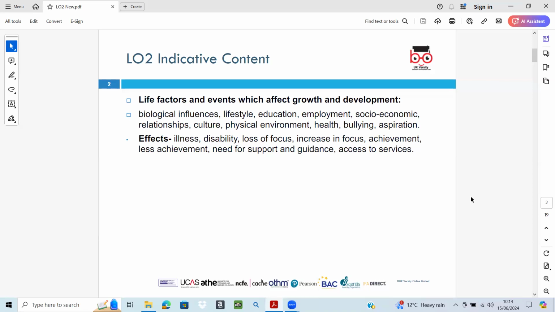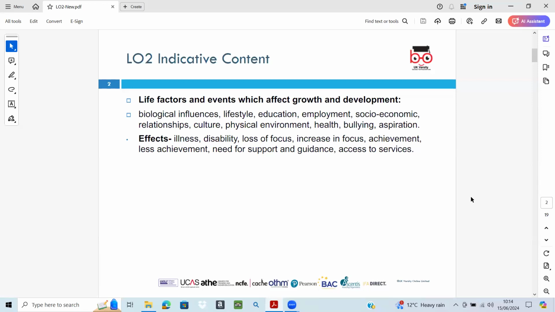Then we have culture. Cultural norms, values, and practices shape behavior. They shape beliefs and identity as well. An example is a culture that values education and hard work, which may produce individuals who are highly motivated and achieve academic and professional success. And cultural practices can also influence dietary habits, exercise, and social interactions.